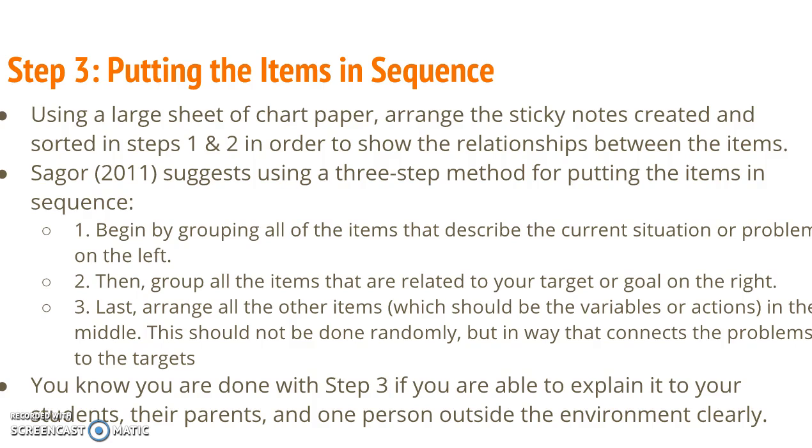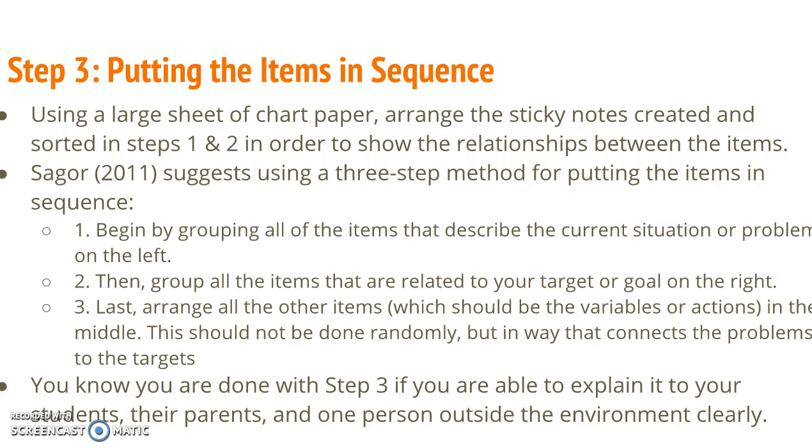And then the second step is to group all the items that are related to your target or your goal, so what you're wanting to accomplish, over on the right. And then last, arrange all the other items, which should be the variables or the actions that you take to get to that goal, in the middle. And then you're done with step 3 if you can explain why you grouped these in a certain way.